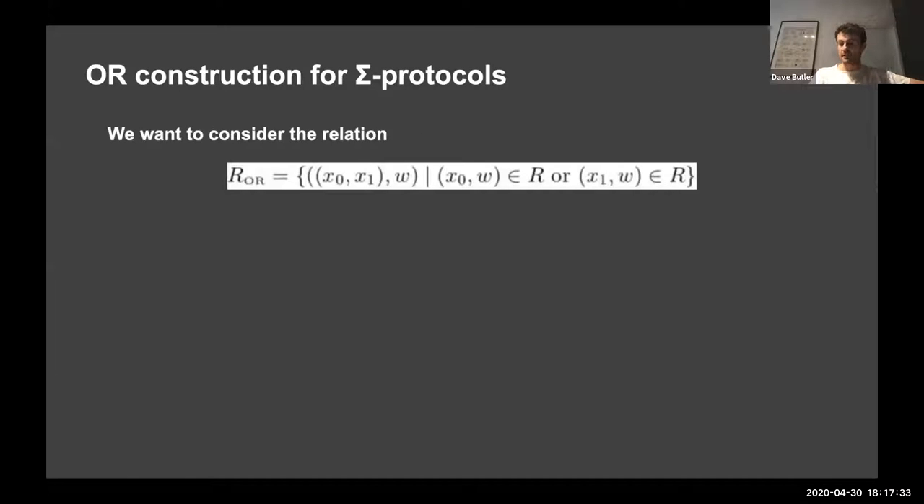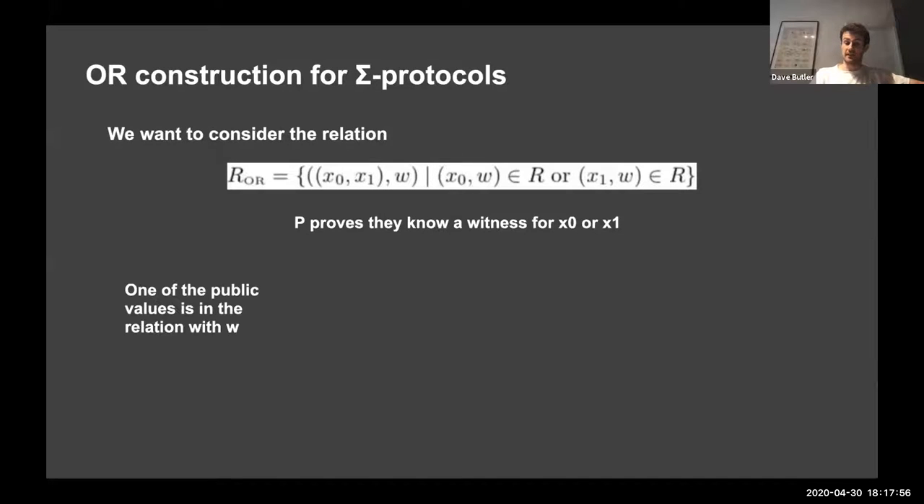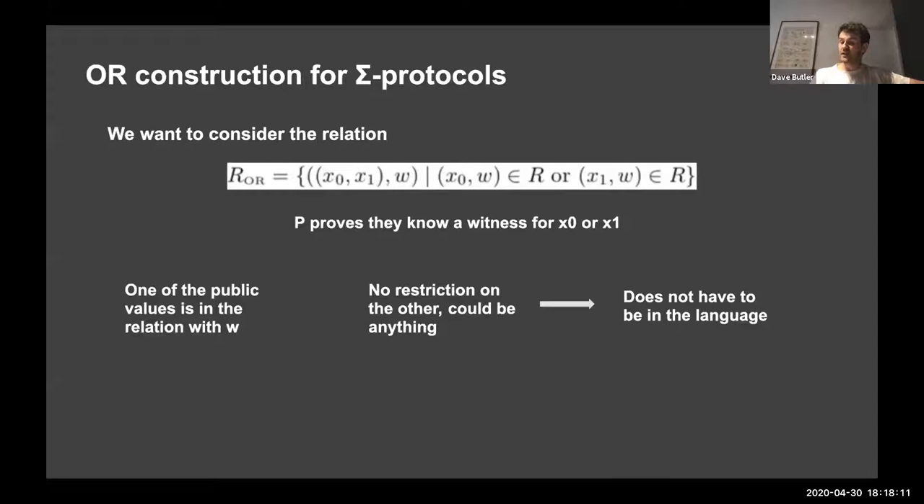So what's the relation that we want to consider for this OR protocol? We have two public inputs, X0 and X1, and the prover wants to prove that it knows a witness W for one or the other. So either this relation is valid or this relation is valid for the given witness. Here we have the same relation, but actually we could have two different relations, so we could be considering two different Sigma protocols here. What do we know from this relation? We know that one of the public values is in the relation with W, but there's no restriction on the other value. The other public value could be anything according to this relation. In particular, it doesn't have to be in the language defined by the relation at all.